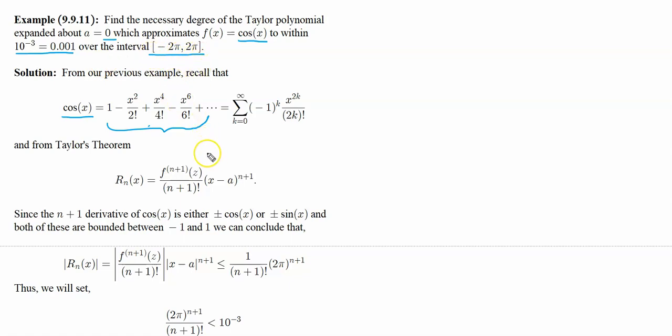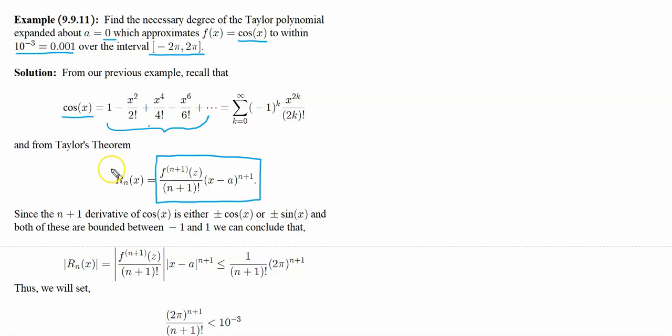Okay, so what we do is we will analyze the remainder term that we have down here from Taylor's theorem. Now notice that for the cosine function, the n plus first derivative of cosine is either going to be plus or minus cosine or plus or minus sine. It doesn't matter which one we end up with, cosine or sine. The fact is that both of these are bounded between negative 1 and 1.